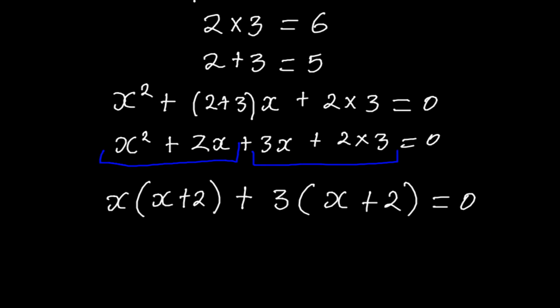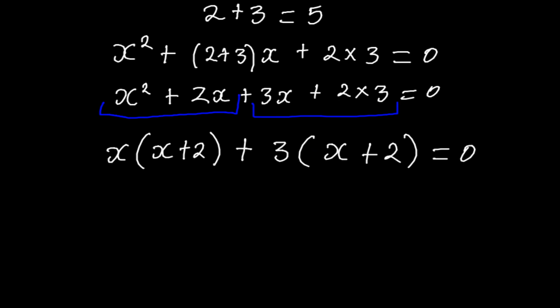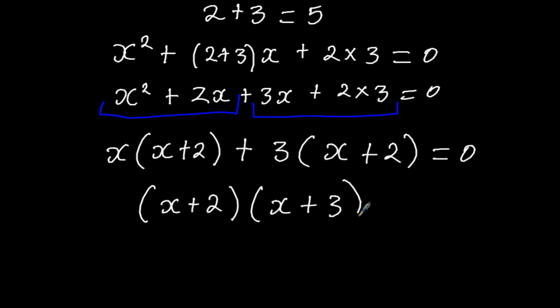Now you should know that always this bracket should be the same as this bracket. And now we can see that this bracket is the same throughout. We factorize it out and remain with x plus 3 equaling to 0.